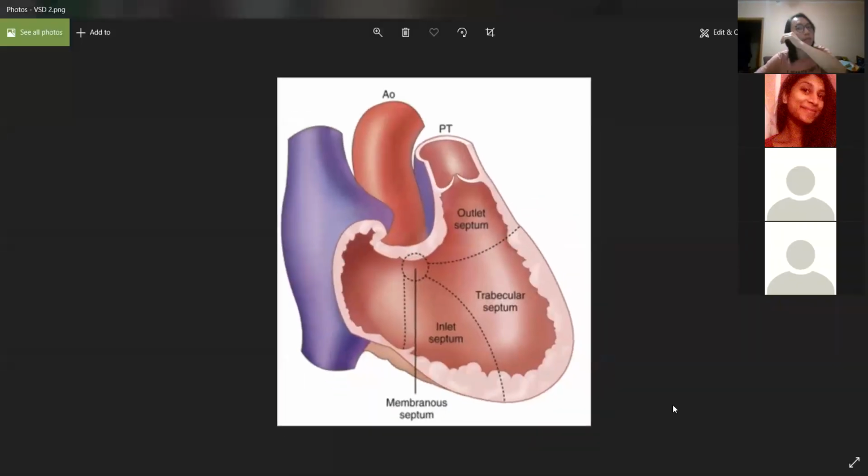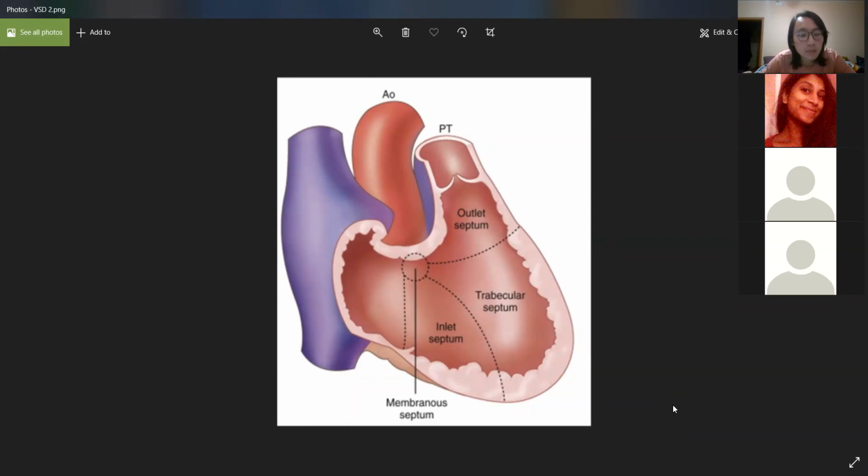Ventricular septal defect. All right. Ventricular septal defect. It is the most common congenital heart disease. Most common acyanotic congenital heart disease.